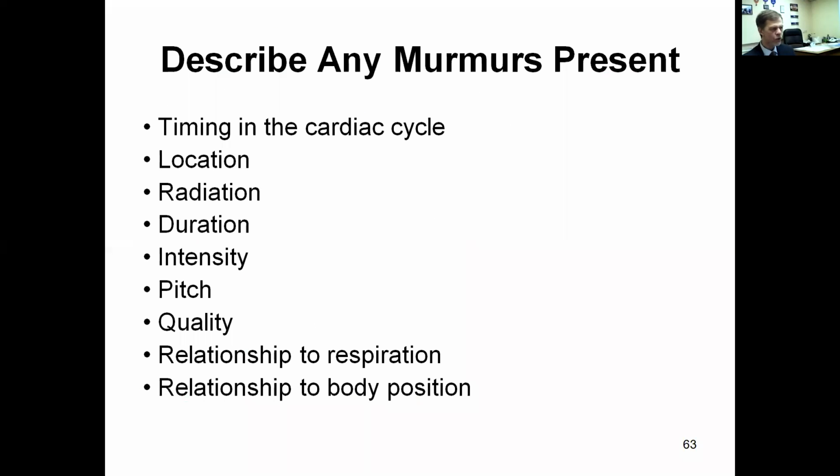If you have murmurs, what should you describe? Timing in the cardiac cycle, systolic or diastolic; location, where the murmur is best heard; radiation, since sometimes murmurs can radiate, for example heard at one point and radiating, heard outside of the heart; duration, intensity, pitch, quality, relation to respiration, relation to body position. All this we do trying to understand which valve is damaged, what happened with the heart.